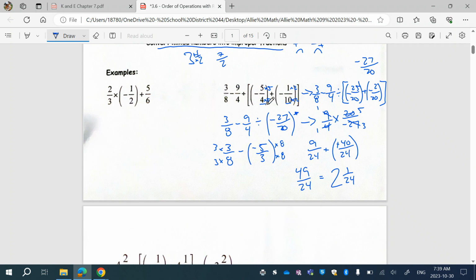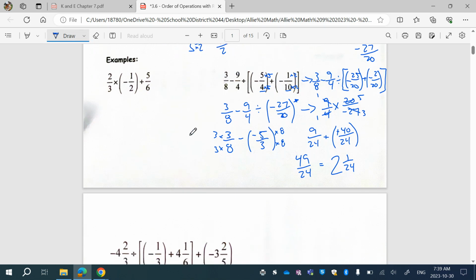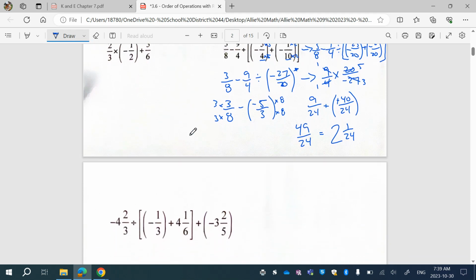So just quite a lot of steps that you need to make sure that we're doing each step correctly, methodically, but ultimately it's just putting everything together. So just take your time.